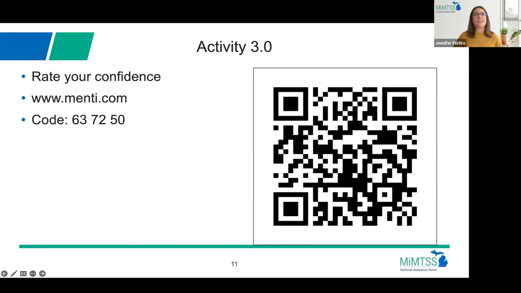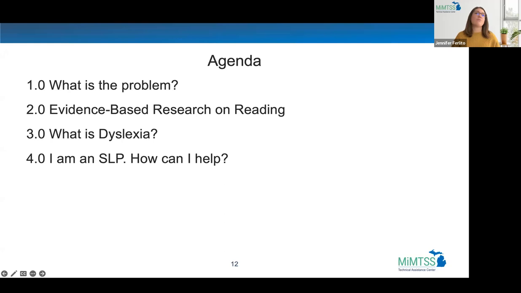I thought just that statistic was really interesting. And it just means we're not alone. This is a tricky area. And we as SLPs have such a strong foundation to grow upon. So here is our agenda today. We are going to talk through the problem, talk about some evidence-based research. We're going to chat about dyslexia, and then we are going to get into what everybody wants to know: we're speech paths, how can I help?